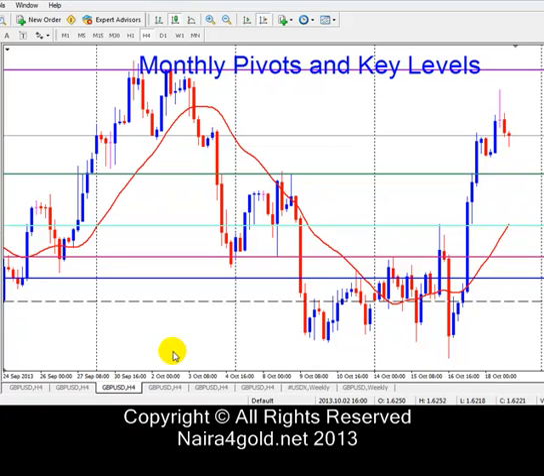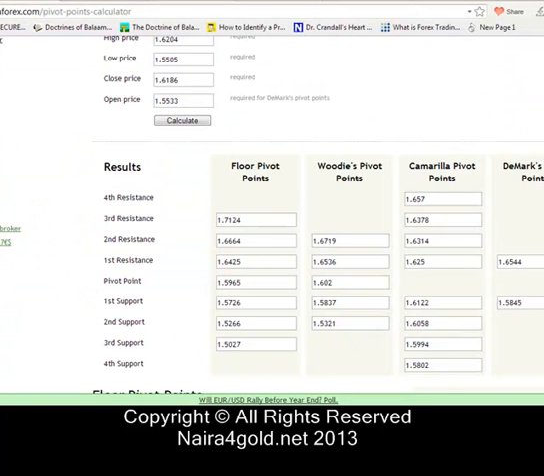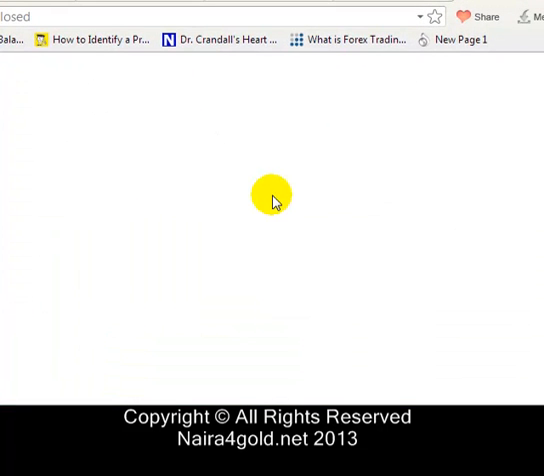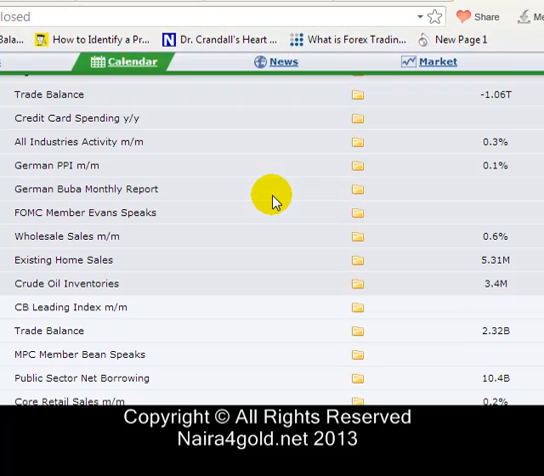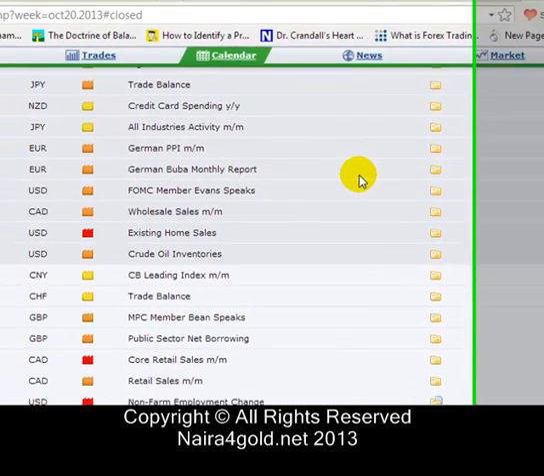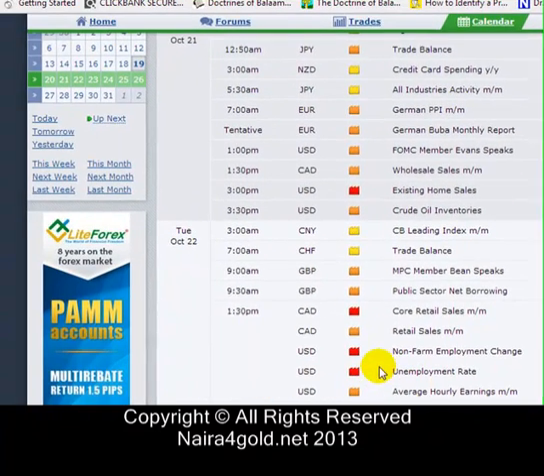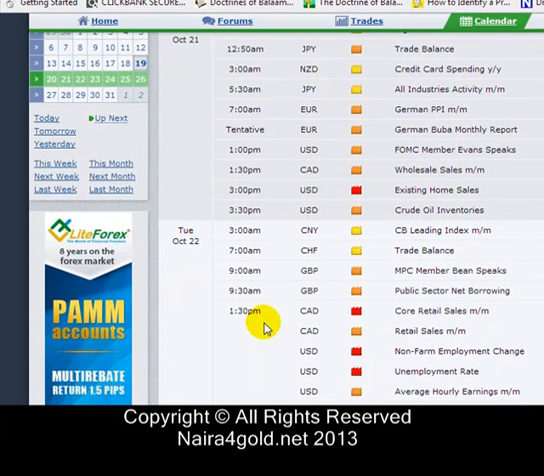Now also pay attention to the fact that on Tuesday, checking the economic calendar, non-farm payroll that has not been released since the first Friday of the month of October as a result of the US government shutdown will be coming out. Non-farm payroll, employment change, and unemployment rate will be coming out on Tuesday at 1:30. So pay close attention to that.